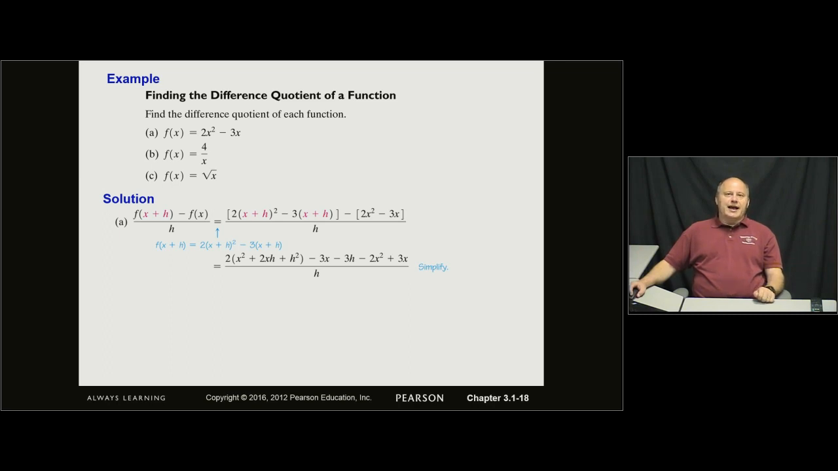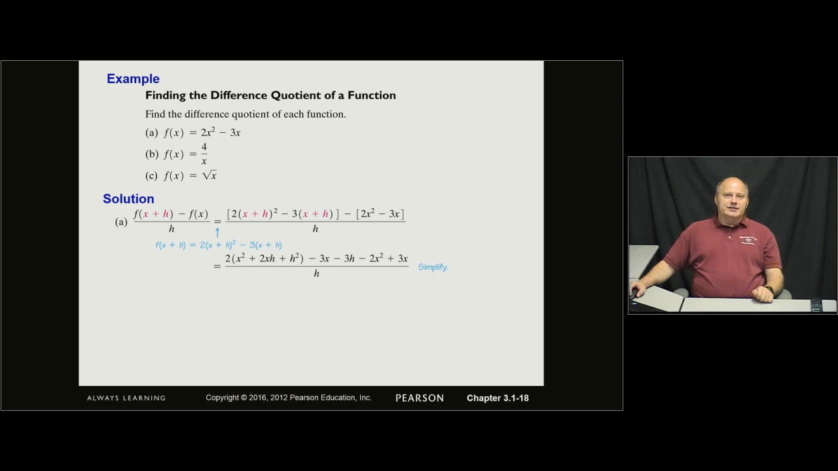Okay? So we have x plus h squared, so we have to FOIL that out. Like I said, if you thought x plus h squared was x squared plus h squared, which it is not, then that's the first place you're going to make a mistake right then and there.